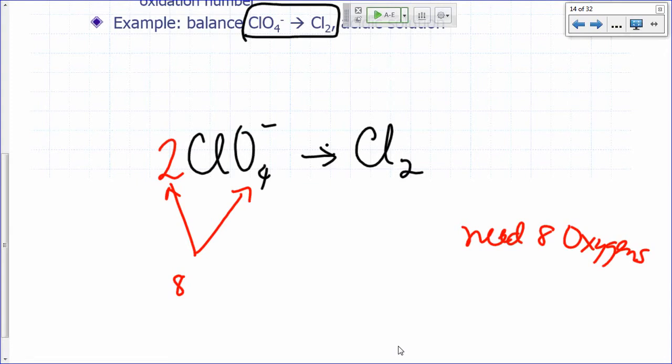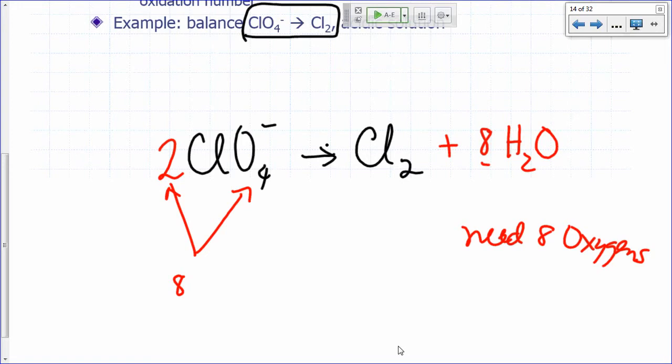On the right. How do I get 8 oxygens on the right? I add water. So how many waters would I need to add? I add 8 waters. For every oxygen I need, I add a water molecule. Okay? Now, I've balanced my oxygen, right? 2 times 4, 8 on the left, 8 times 1, 8 on the right.